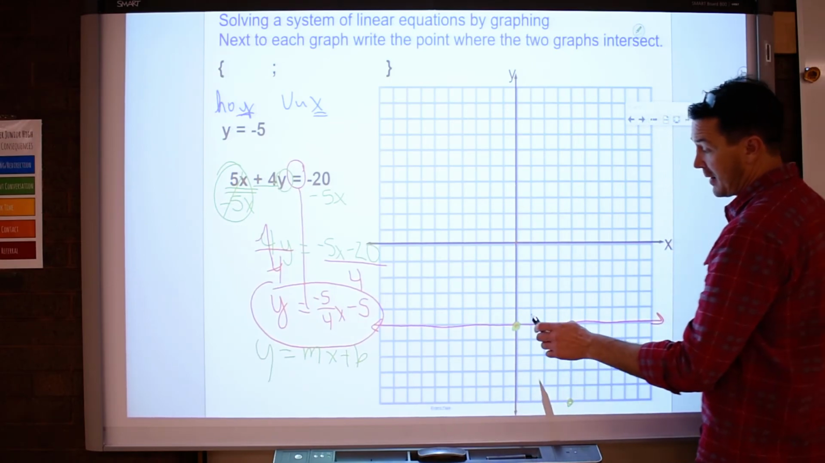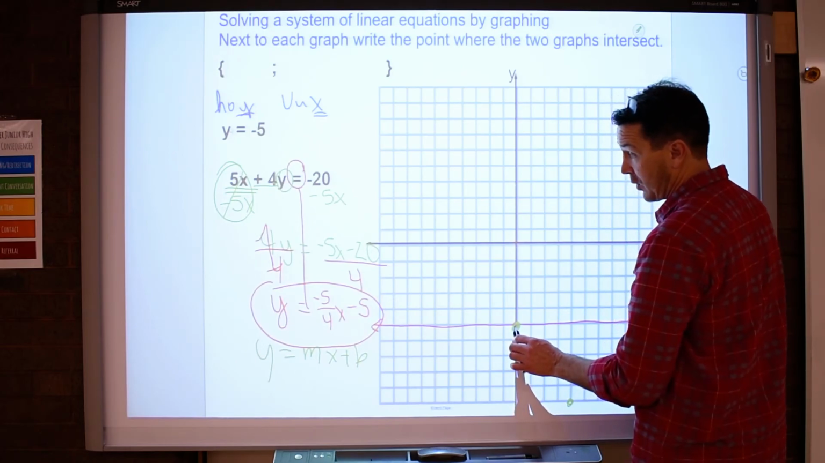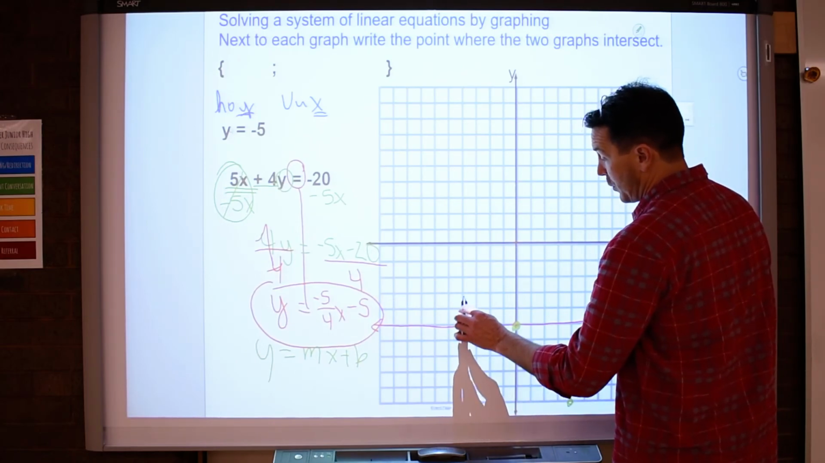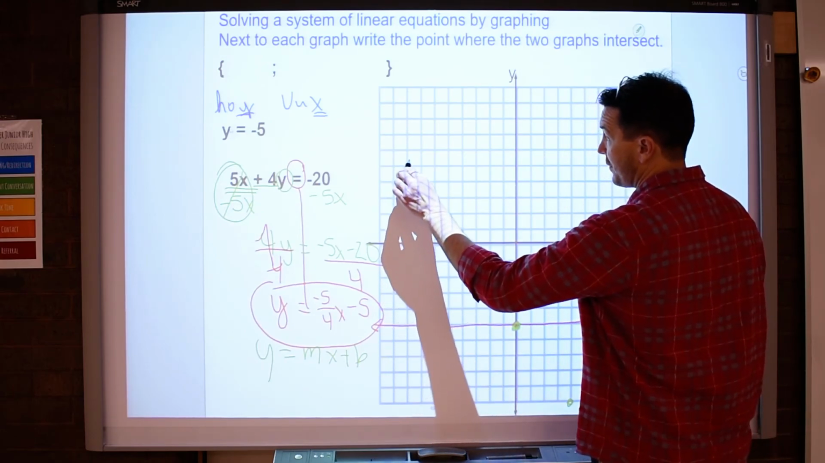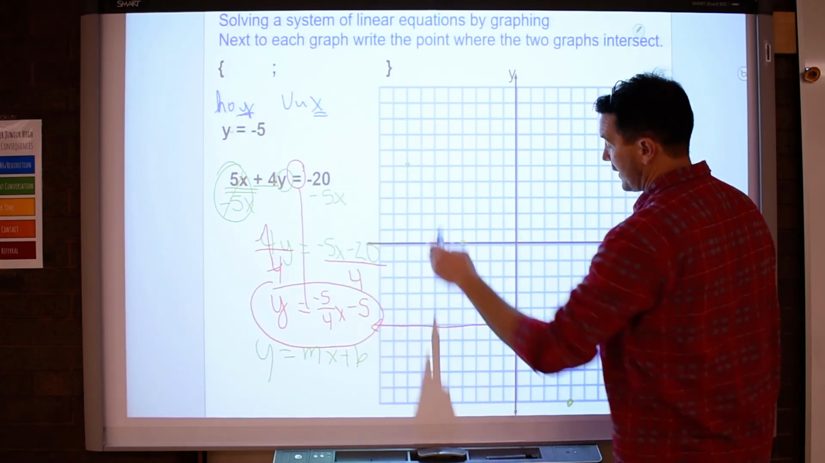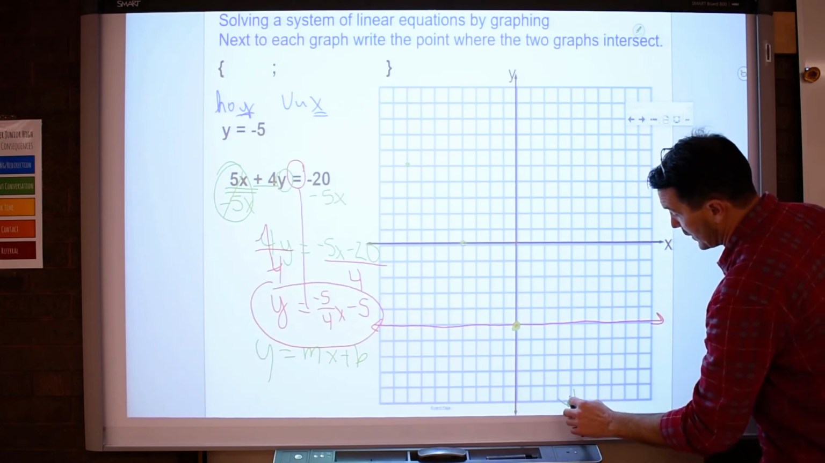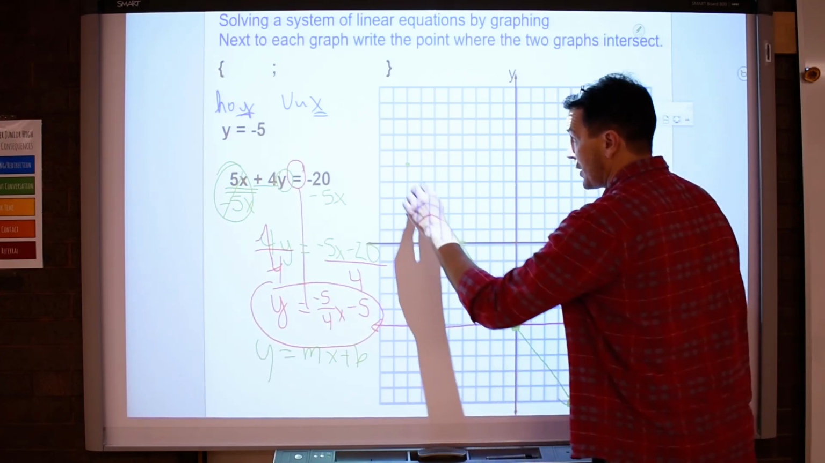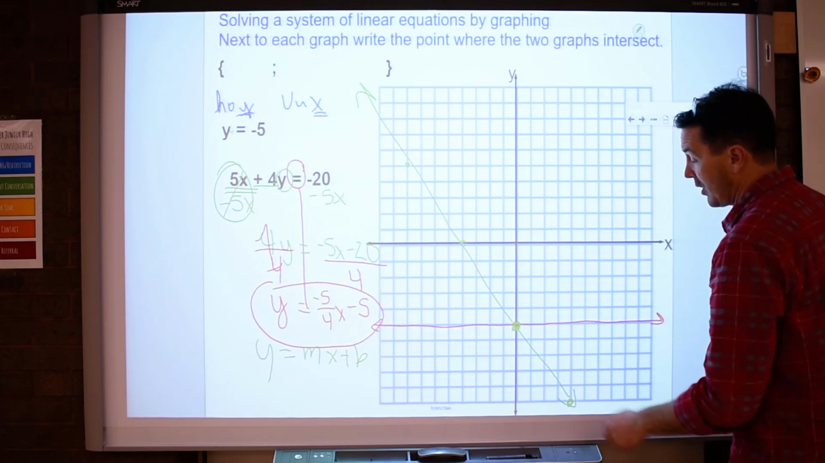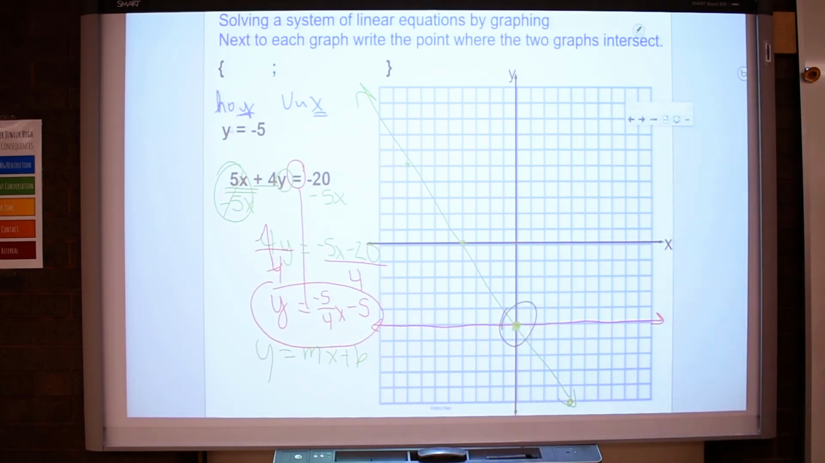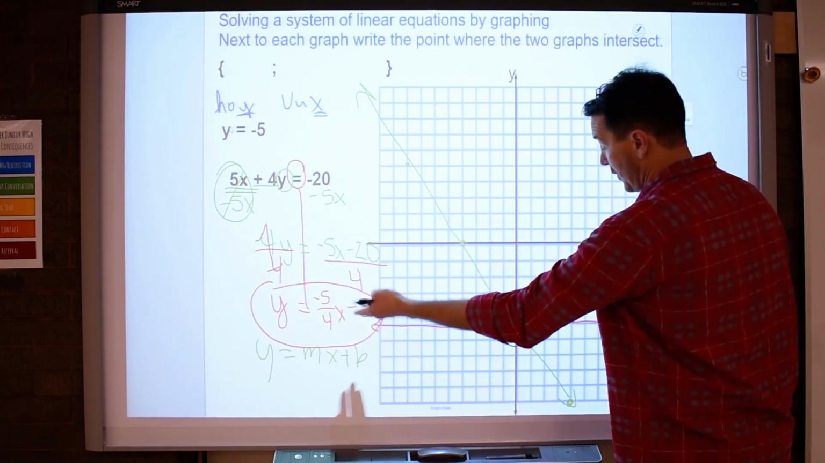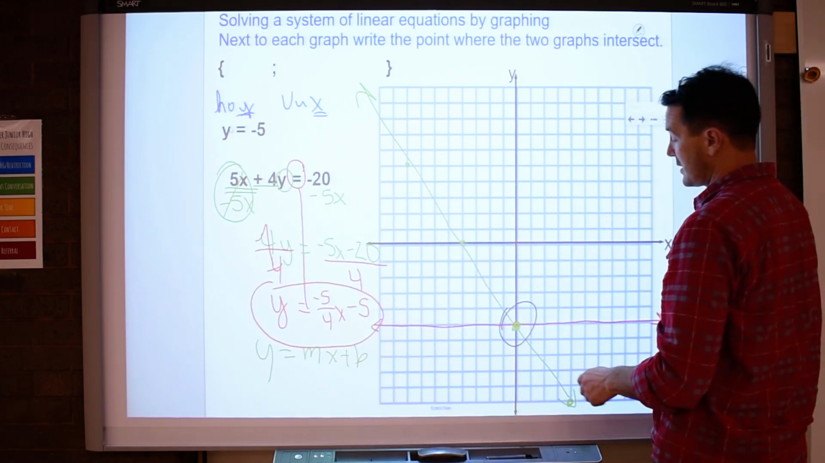There's my first point. And I can go the opposite direction by going negative 4 up 1, 2, 3, 4, 5. And I can't get another one to fit on there, so this is as many points as I can get in the graph. And then I just draw my line best I can. And oh, look at that. It intersects right here. Because both lines intersect here, this is on the green line and on the red line. This is the solution to the system.